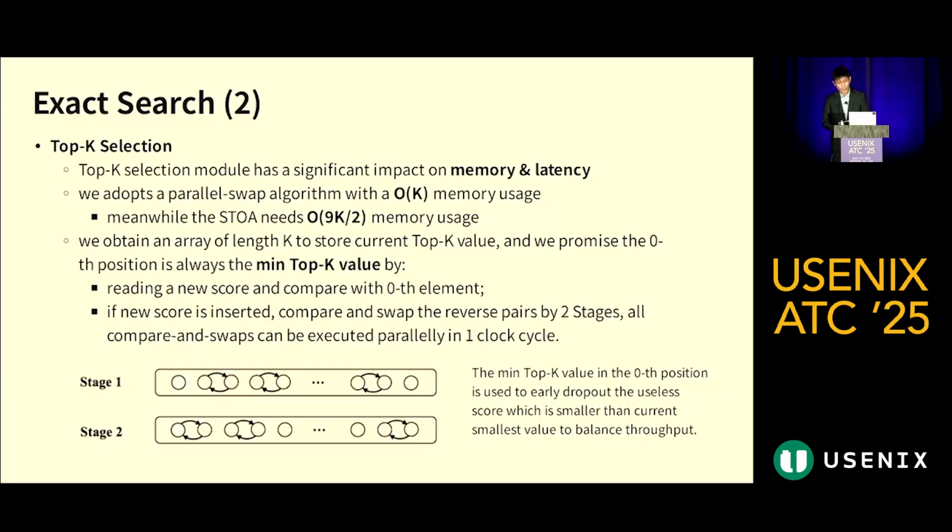Now, the biggest challenge in exact search is the top K selection. The state-of-the-art method in FPGA requires O(9K/2) memory, while SNARY's parallel swap algorithm only uses O(K) memory. And this order-of-magnitude memory footprint optimization yields substantial performance improvement, since under a large recall count, the on-chip resources are almost fully occupied, mainly including the memory occupied by the top K module and the filter module.